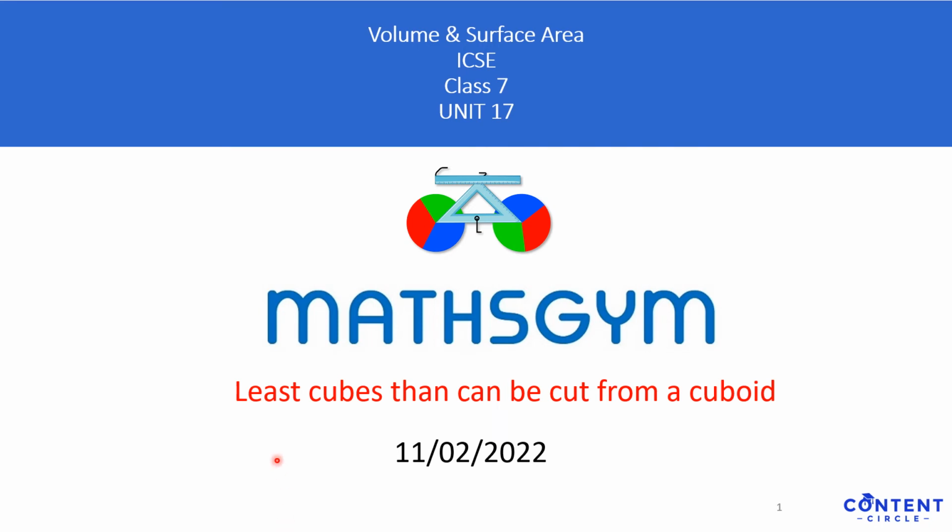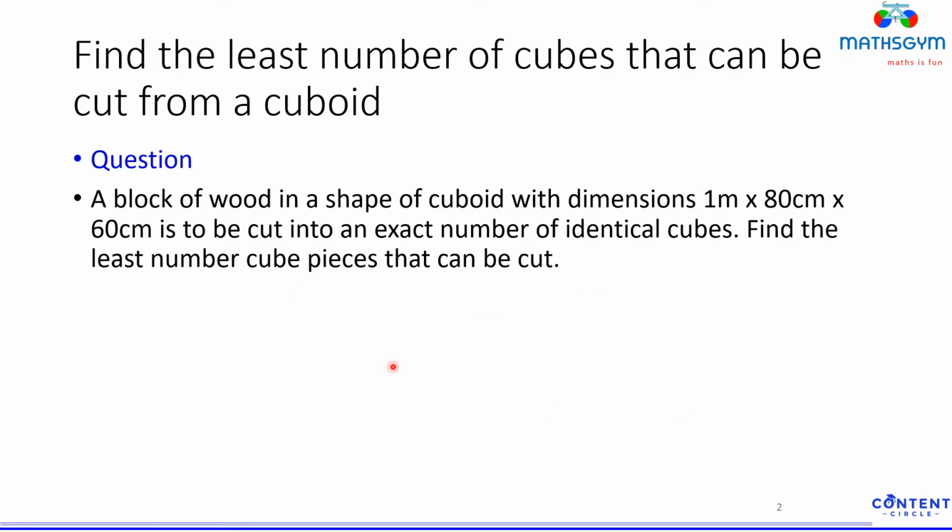Welcome to Maths Gym. In this lesson, we are going to learn how to find the least number of cubes that can be cut from a wooden cuboid. So, the question is: a block of wood in the shape of a cuboid with dimensions 1 meter by 80 centimeter by 60 centimeter is to be cut into an exact number of identical cubes. Find the least number of cube pieces that can be cut.